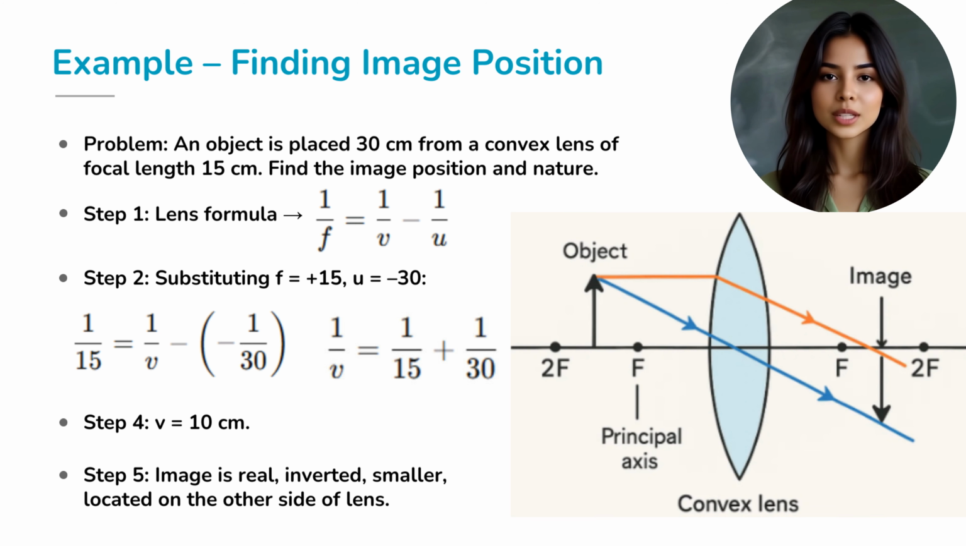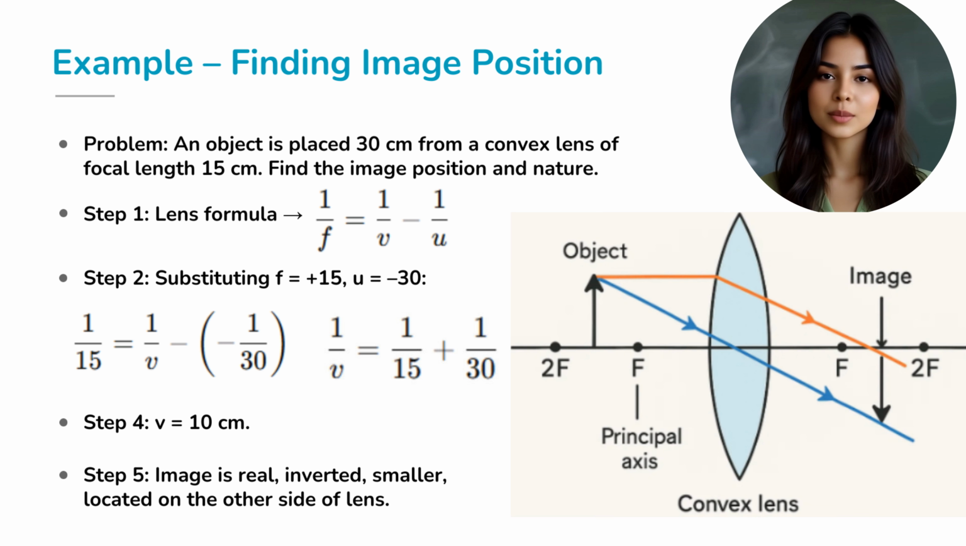Step 1. We start with our trusty lens formula, 1/f = 1/v − 1/u. Step 2. Now substitute the values. The focal length f is +15. The object distance u is −30, negative, because the object is on the left side of the lens. So, 1/15 = 1/v − 1/(−30).